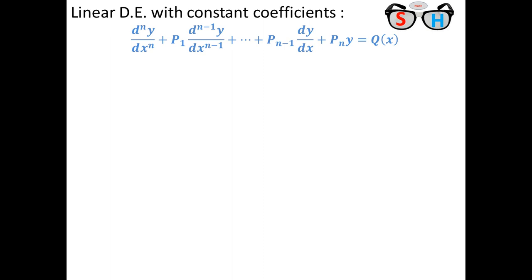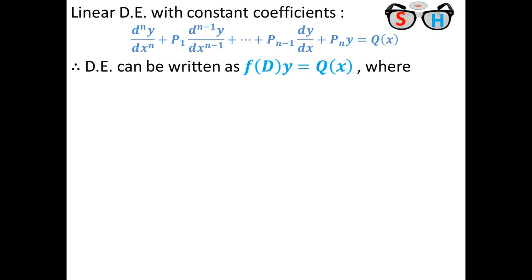Now let's go. We know the linear differential equation with constant coefficients in that form. This is an nth order linear differential equation with constant coefficients. Here the constant coefficients are p1, p2, ..., p(n-1) and pn, which are constant. The differential equation can be written in the form f(D) y equal to Q(x), which was discussed in the previous video, where f(D) stands for that.